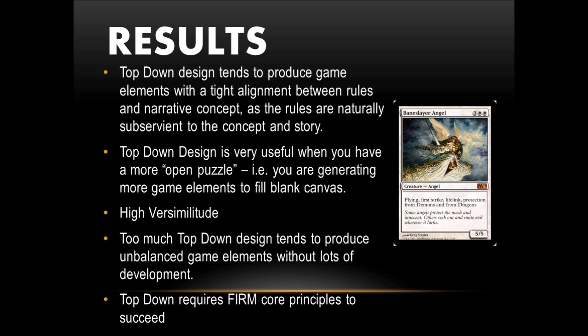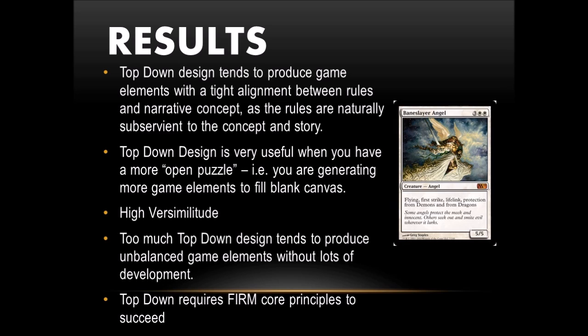Top-down design tends to produce a high verisimilitude. Things feel like they belong in the world, because you generally start with a concept that is emblematic of your world, and then you set rules around that. But the initial thing that started you down the road was probably thinking about a thing from your world, and then you made rules to do that. Hence, it's going to have more verisimilitude almost by its very definition.